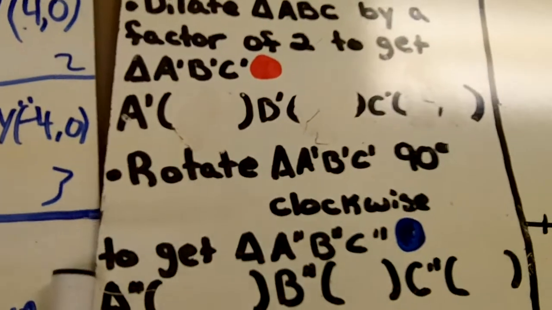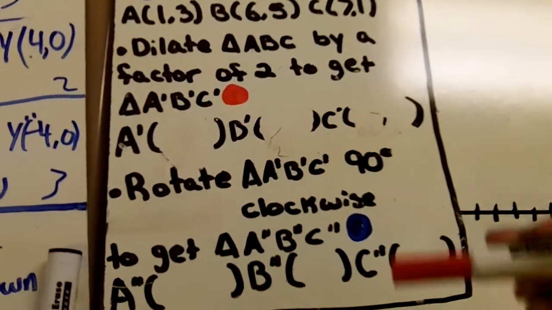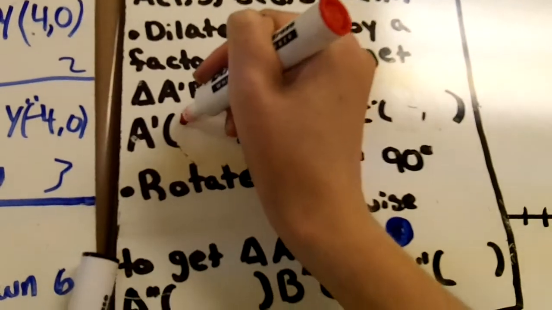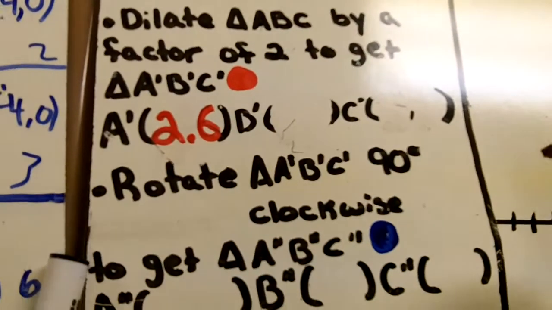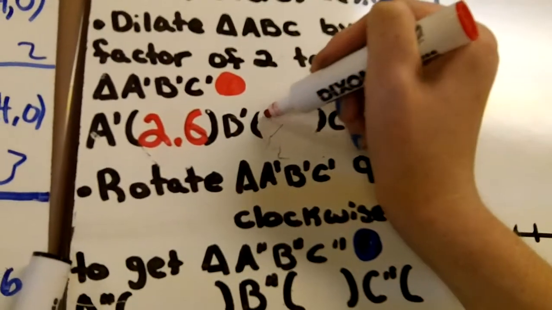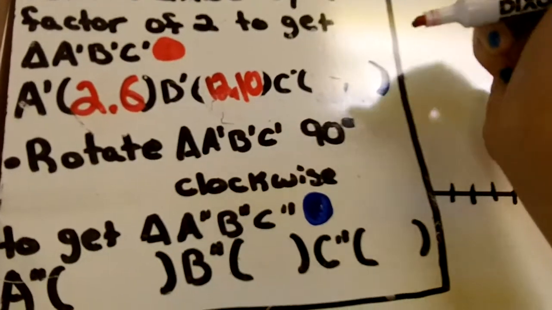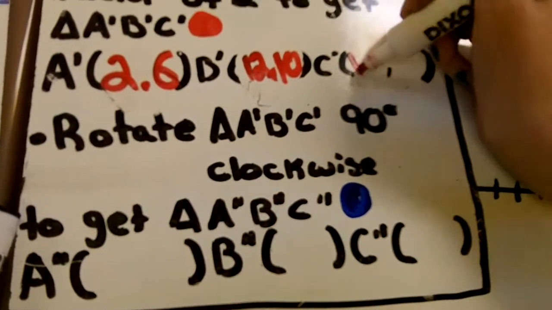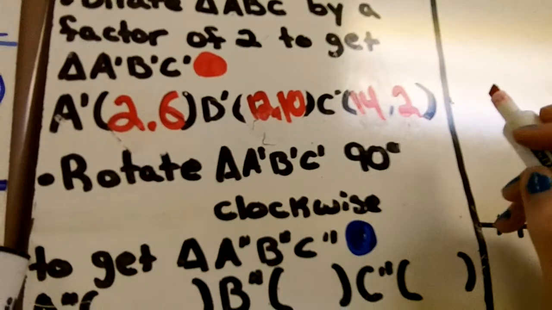So since we're dilating it by a factor of 2, we're going to multiply each point by 2. So as we can see, A is 1, 3. So multiply 1 by 2, you get 2. And multiply 3 by 2, you get 6. So A prime is going to be 2, 6. B, 6 times 2 would be 12. And 5 times 2 is going to be 10. So our B prime is going to be 12, 10. C, 7 times 2 is 14. 1 times 2 is going to be 2. So C prime is going to be 14, 2.